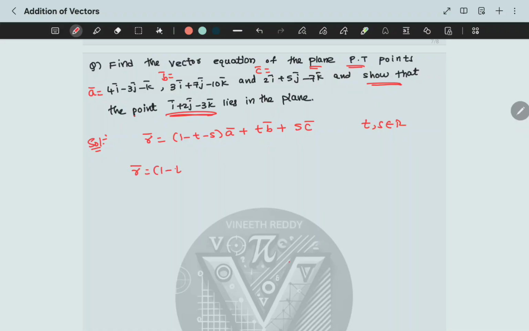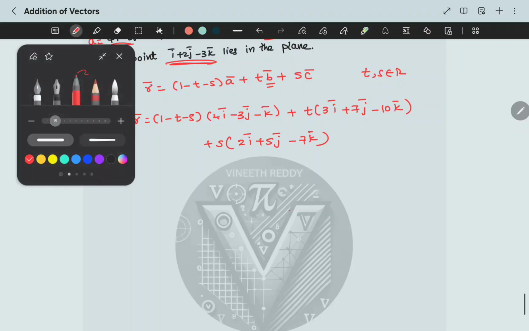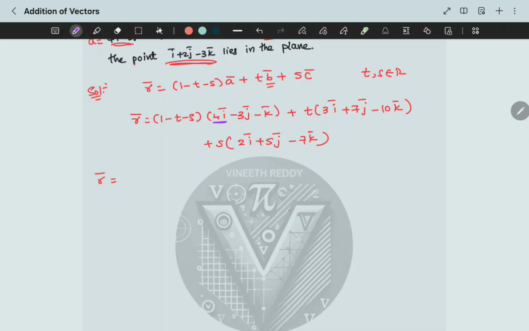So we can write 1 minus t minus s into, instead of a bar we can write this, no? 4i cap minus 3j cap minus k cap plus, instead of b vector we can write 3i cap plus 7j cap minus 10k cap, and instead of c bar we can write 2i cap plus 5j cap minus 7k cap. This is c vector. So dear students, kindly pay attention, this will be confusing. So now the coefficient of i is 4 multiplied with this, right? So let us separate i, j, k.